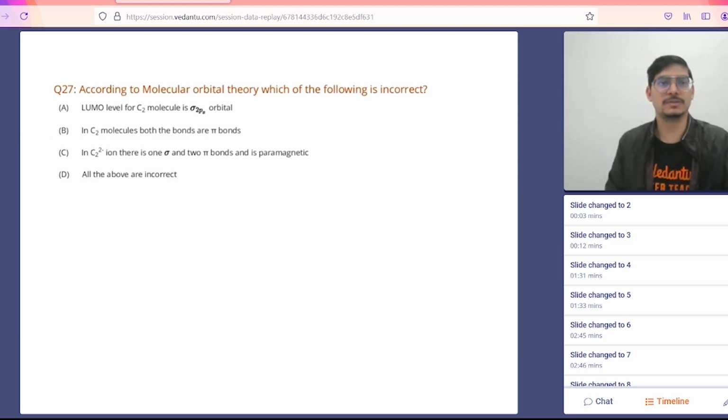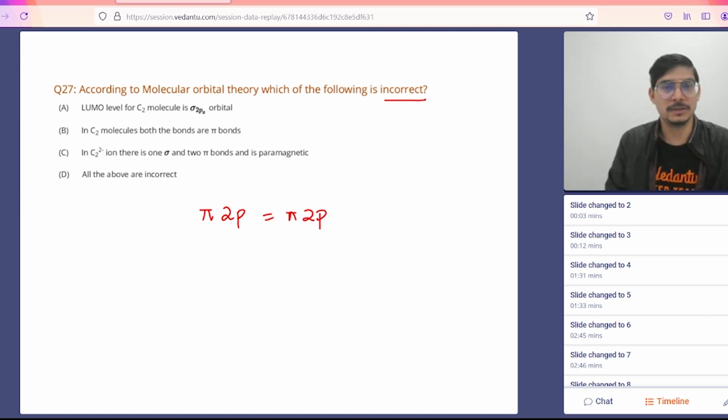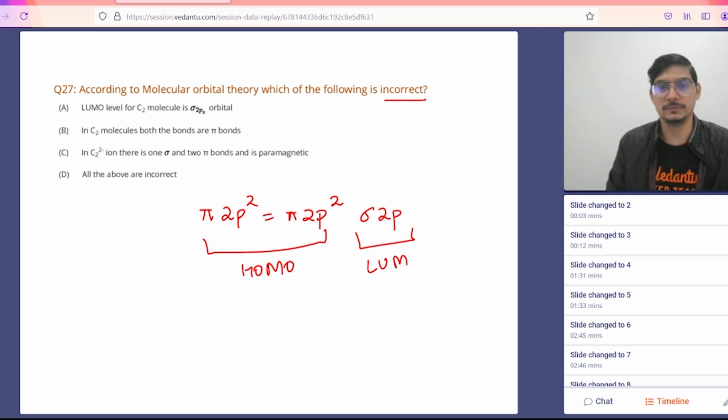Moving to the next question. According to the molecular orbital theory, which of the following is incorrect? So the LUMO level for the C2 molecule is the sigma 2p x orbital. Yes, that is correct, because in carbon, the last orbital in which we have electrons is pi 2p, right? Whichever you take as the intermolecular axis. So this is pi 2p and then sigma is the first orbital which is vacant. So this is the HOMO of the molecule and this is the LUMO of the molecule.